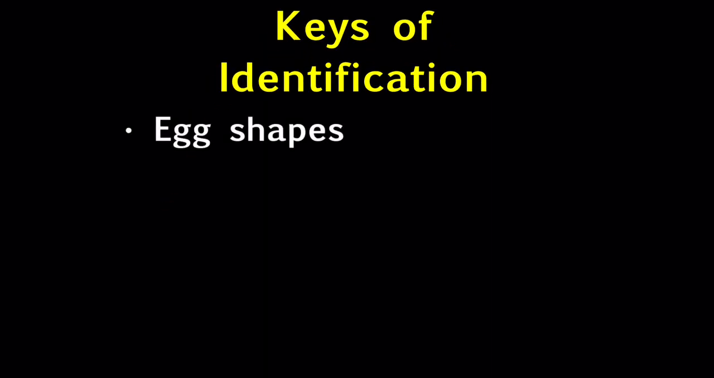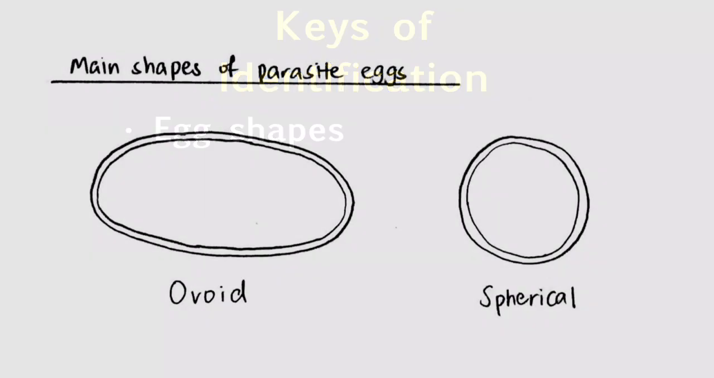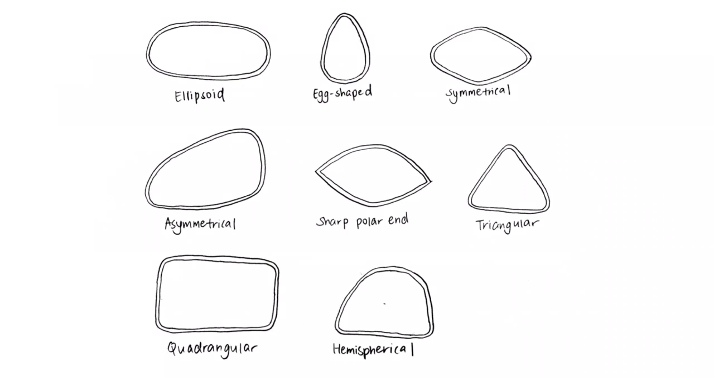When looking at the egg structures, we can first look at the shape of the egg. Here are the main shapes of parasite eggs. The eggs can be ovoid, where it is round and has an oval shape. It can also be spherical, where it is round, globular, and circular. Aside from these two shapes, eggs of parasites can have other shapes shown here as well. They can be ellipsoid, egg-shaped, symmetrical, asymmetrical, contain sharp polar ends, triangular, quadrangular, or hemispherical.